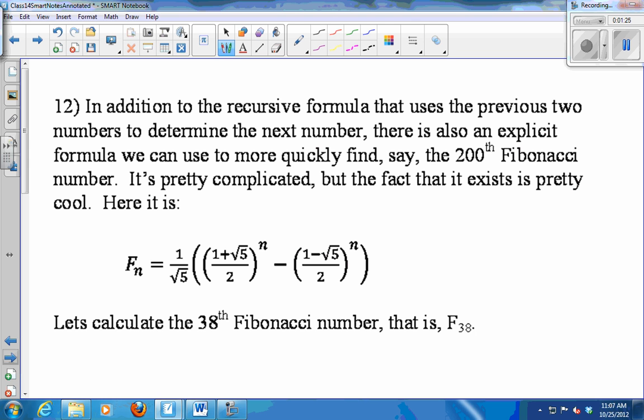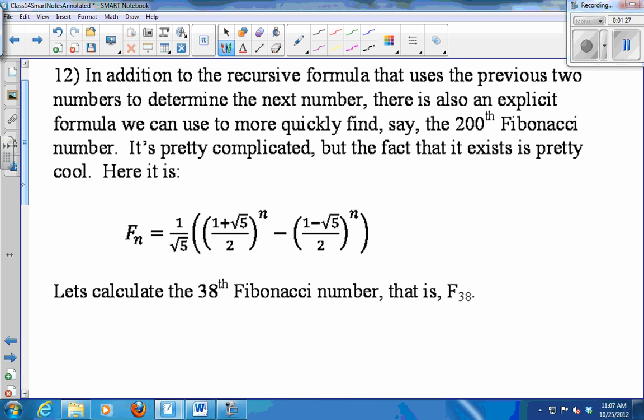And then the very last thing is that in addition to the recursive formula, which if you remember looked like this, that f sub n, any Fibonacci number, is equal to the Fibonacci number right before it, which is f sub n minus 1, plus the Fibonacci number 2 before it, which is f sub n minus 2. So that's a really simple, straightforward formula. Each number is the sum of the 2 before it.